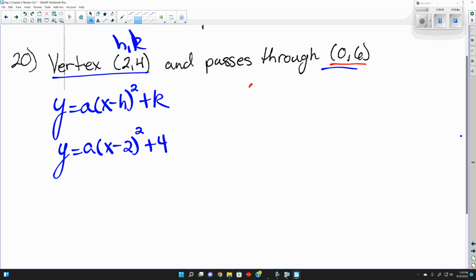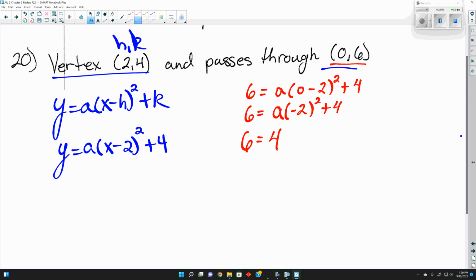So we're plugging 6 in for y and 0 in for x. Now we're just solving for a. Well, 0 minus 2 is negative 2, so 6 is equal to a times negative 2 squared plus 4. Well, negative 2 squared is 4, so we have 4a plus 4.